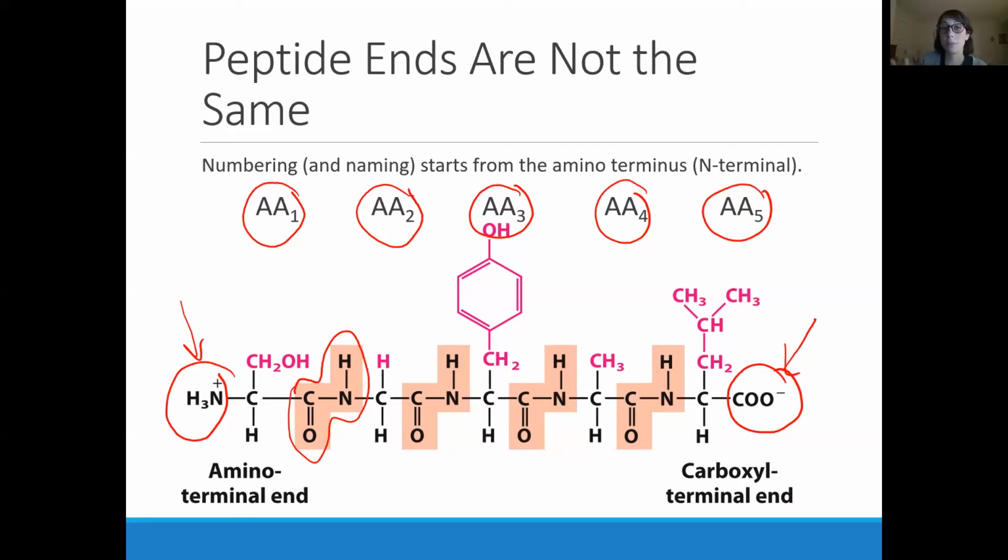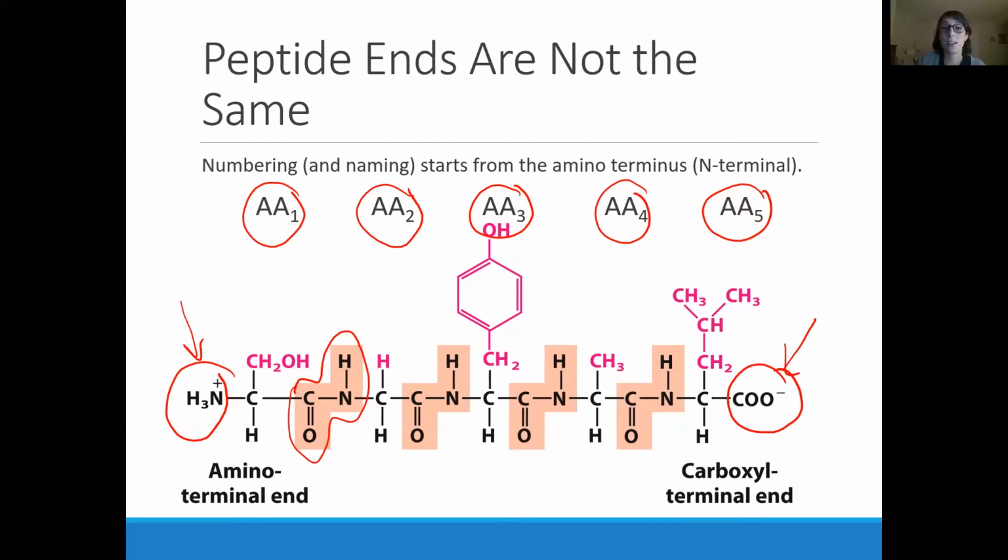When we read amino acids, we always read them from the amino terminal end to the carboxyl terminal end. So anytime a name is given or the peptide code is given, it will always be from the amino to the carboxyl end. And this is also always how you should draw them out. If you're drawing a peptide, they should be drawn functionally, starting with the amino terminal end and ending with the carboxyl terminal end.